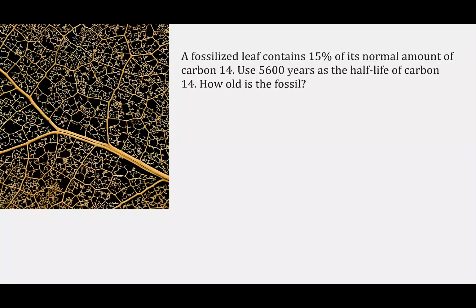Our last problem says a fossilized leaf contains 15% of its normal amount of carbon-14. Use 5,600 years as the half-life of carbon-14. How old is the fossil? We'll start by finding our rate of decay. R is equal to the natural log of a half over our half-life of 5,600 years. This is equal to negative 0.00012. We don't know our initial amount, but we know the future amount is 15% of whatever the initial amount should be.